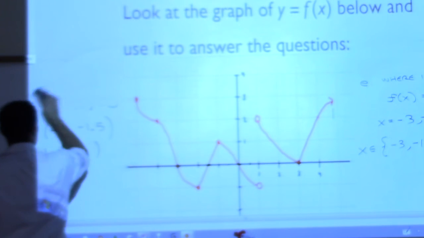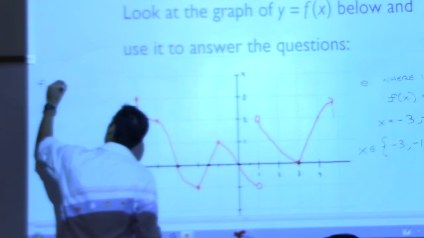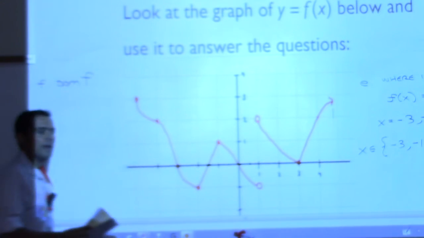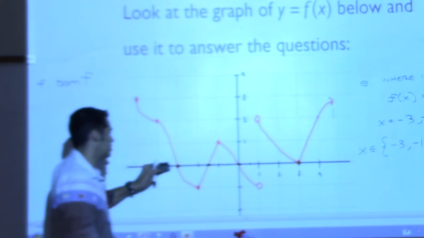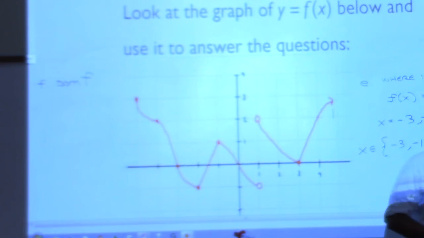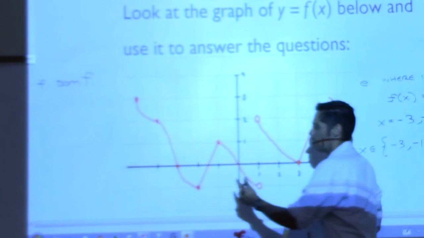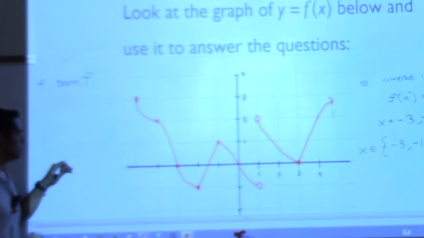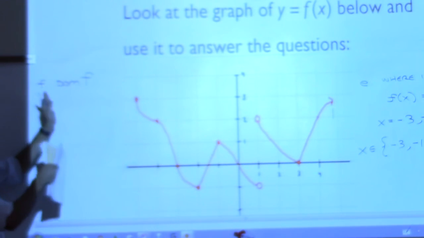Part F. What's the domain? Dom F. What's the domain of the function? So the domain is where the function is actually defined. What we're doing is looking at all the x values that have a y value that corresponds with it. Remember, to be in the domain, there has to be an output. So I'm looking along the x-axis and I'm saying, which x values do actually have something come out? How about way over here at like -10? Does anything come out of the function? No. So I'm coming out here and looking up and down, saying, do I hit the function or not?